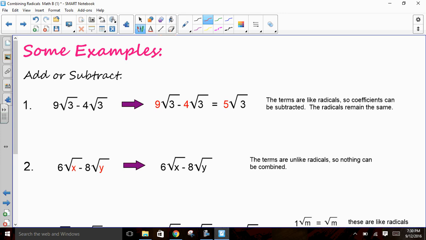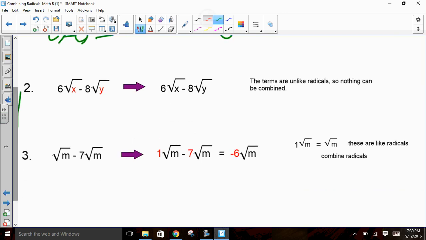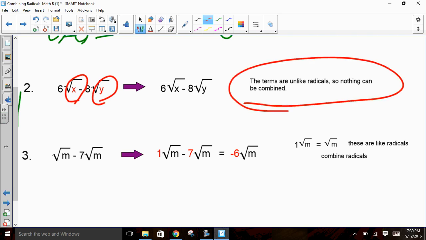So, some more examples, because we like examples. I'll look first to see if the square root of 3's are the same. They are. So then I take 9 minus 4, and minus 4 is 5. I bring that square root of 3 with my 5, and my answer is 5 root 3. Number 2. Notice how I have the square root of x and the square root of y. Those are not the same, so nothing can be combined.